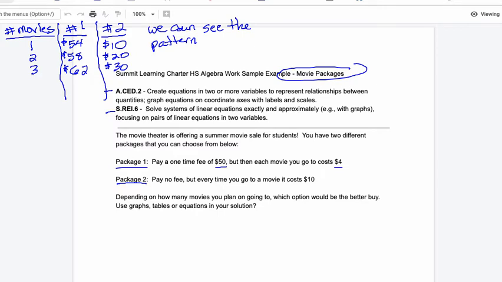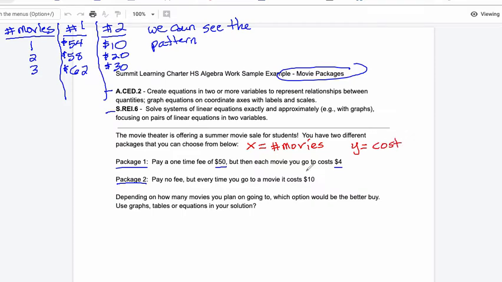Okay, so we got a chart. Let's use some algebraic equations. In package 1, we had a flat fee of $50, and the cost was equal to $50 plus 4 times however many movies, right? So let's define our variables: let x equal the number of movies we go to, and let y be the total cost.